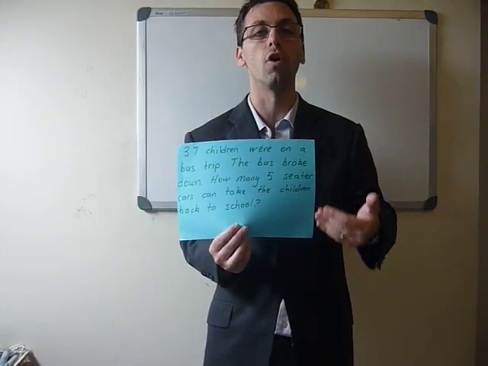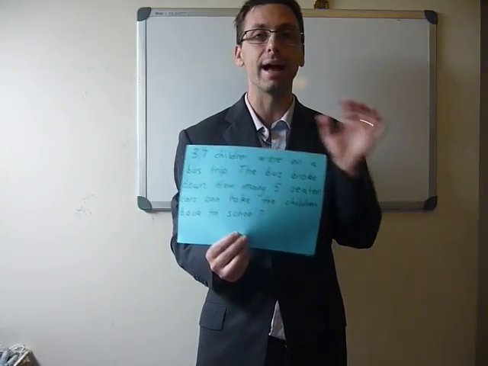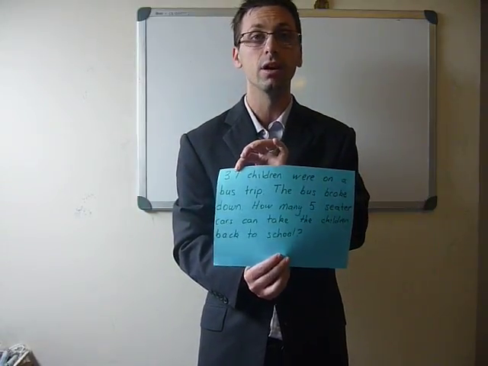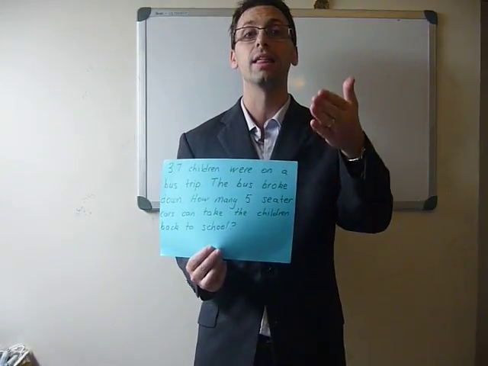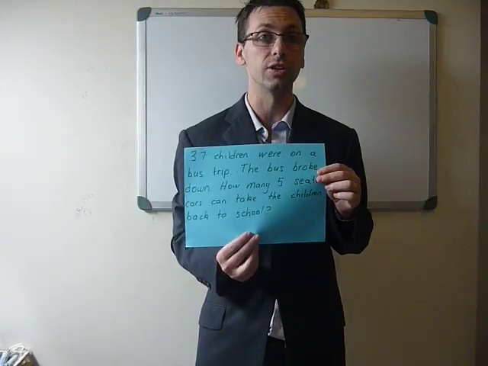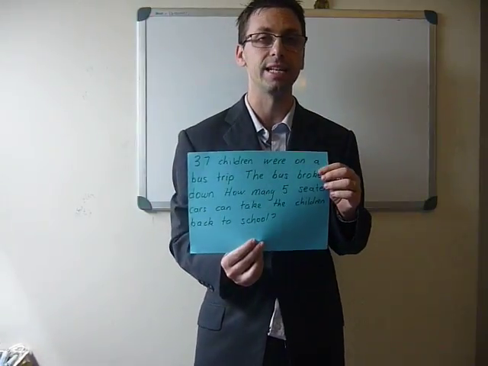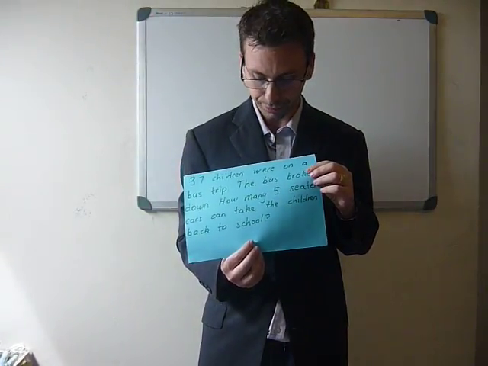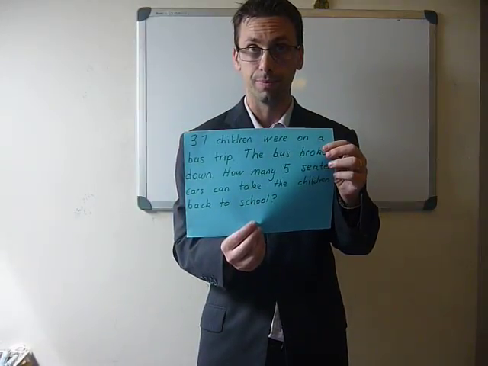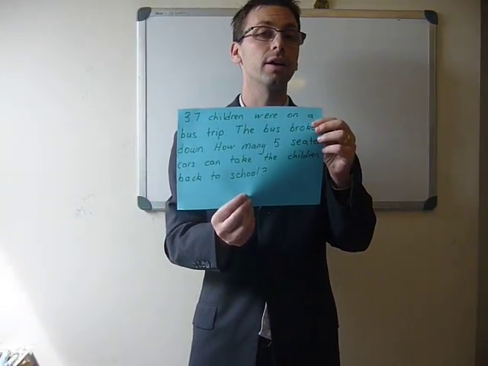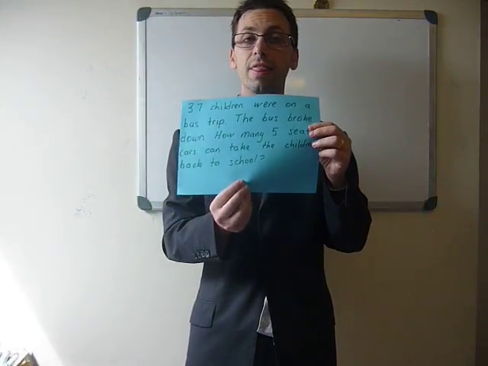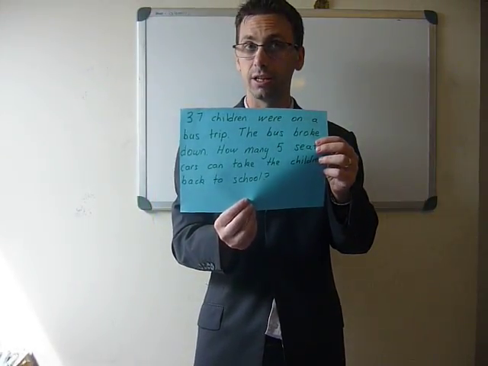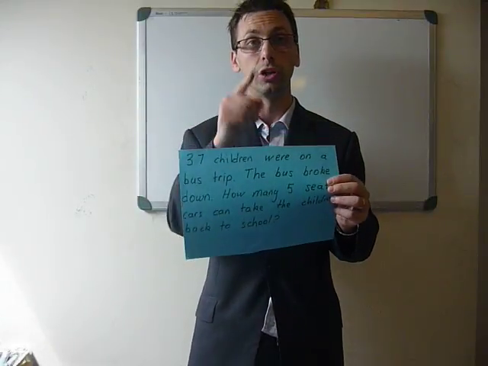10 times 4 is 40. It doesn't matter if the number is 37 because that one extra child can go home in that car. So the answer is 10. 10 times 4. 10 cars. Remember, 5-seater car, children cannot drive. If you remember that strategy, for the next question, you'll get it correct.